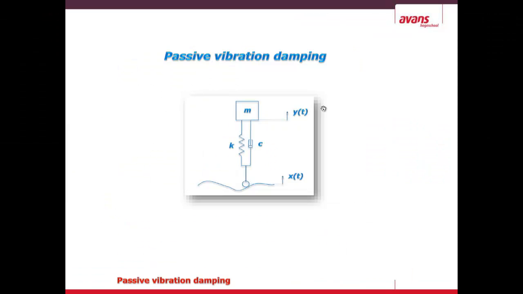I've got it over here. So this, for example, could be a schedule of a passive vibration damping, so a mass that is moving according to a profile that is caused by a rod, and via a spring and a damper the movement of the rod is causing forces on the mass.